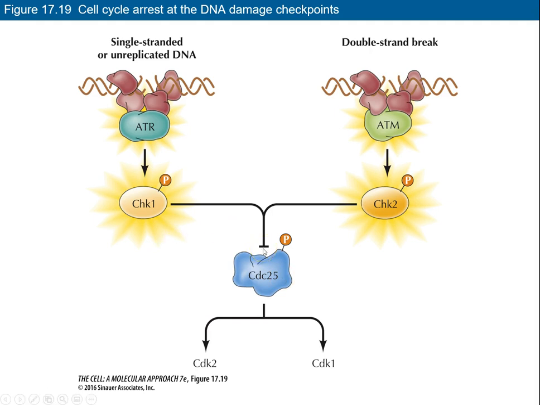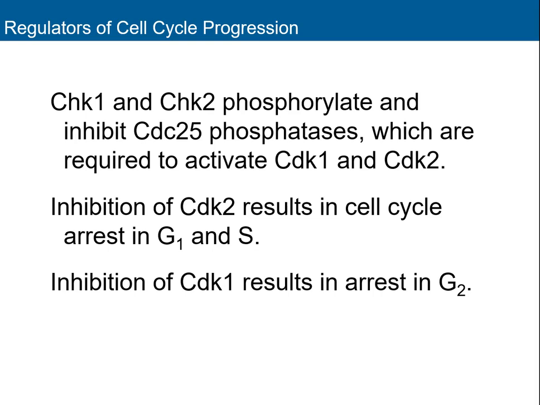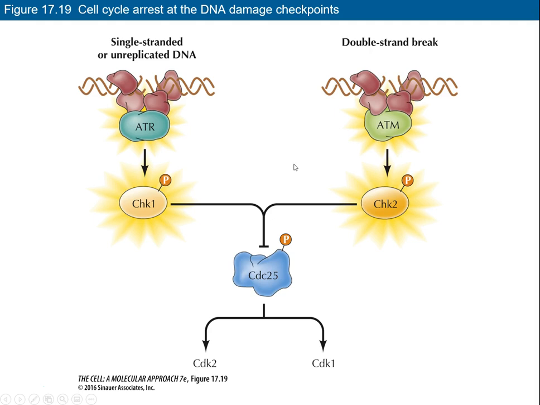You can see that here. CHK1 and CHK2 phosphorylate and inhibit CDC25 phosphatases, which are required to activate the CDK. So that's what this is showing you here.